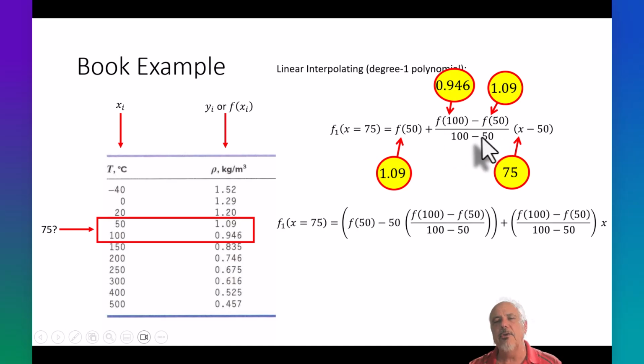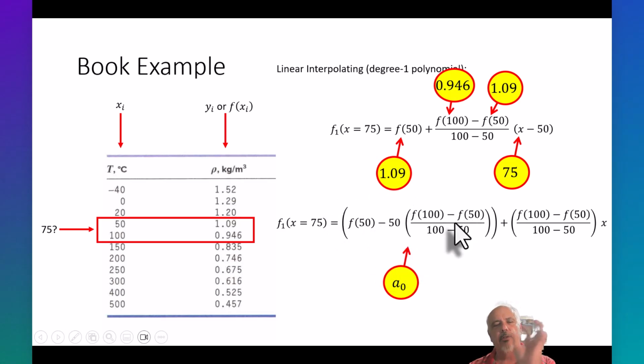Right, and I can't call this the a naught. This is a1, but I can't call this the a naught because there's a minus 50 that gets shoved up over there. So the minus 50 times the slope gets pulled over here. This is the a naught part.